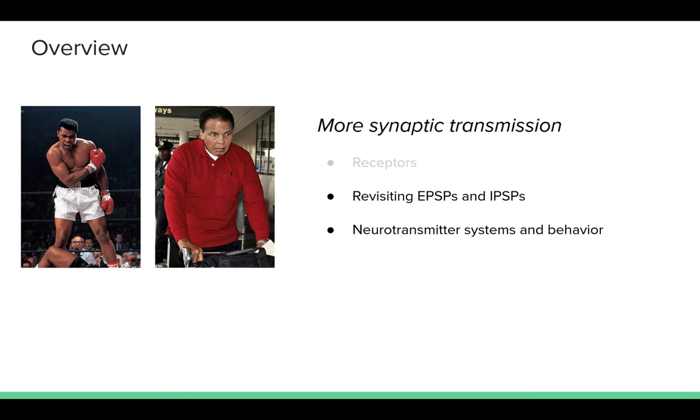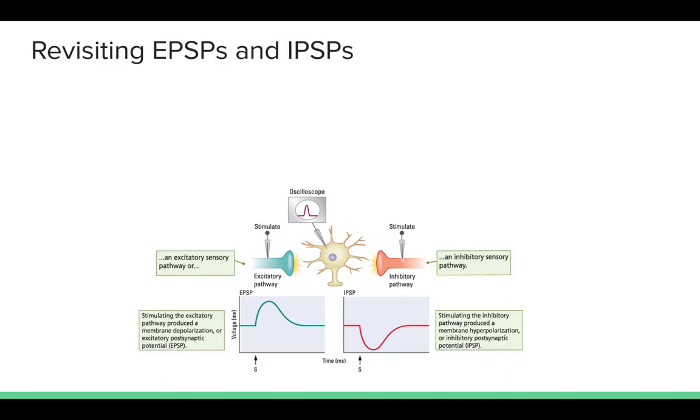And now that we know about these, and in particular about ionotropic receptors, I want to go back and revisit a topic that we talked about before, which was EPSPs and IPSPs. Right before, I talked about the idea that there were excitatory pathways where if you stimulate them, you get this increase in membrane voltage, this depolarization that gets us closer to threshold, closer to an action potential. And if you stimulate an inhibitory pathway, we get this decrease in membrane potential, this hyperpolarization that gets us farther away from an action potential.